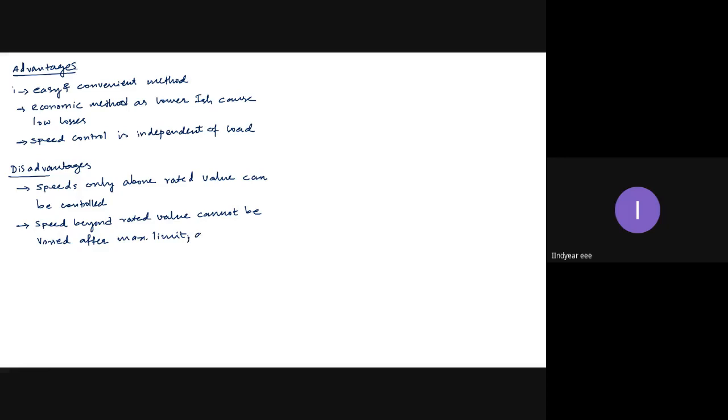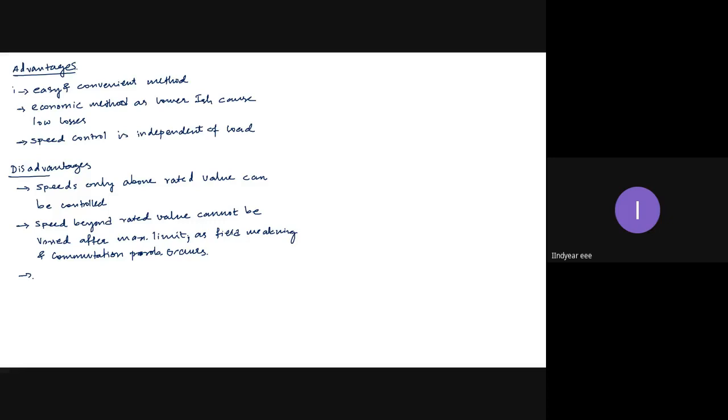As field weakening and commutation problems occur. Commutation is one process in the DC machine which will impose limitation on everything. It is because of the commutator that the DC motor and DC generator are not widely used in general applications.